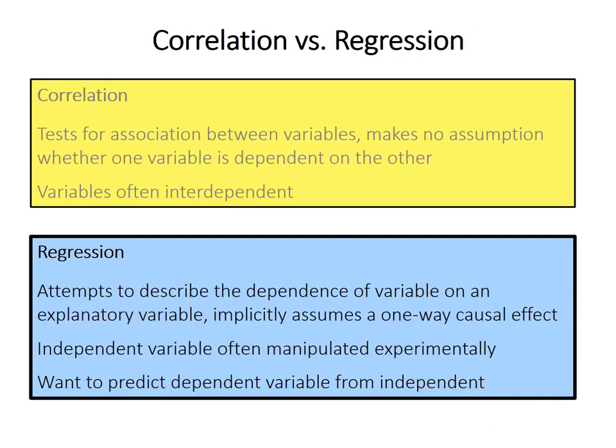We've already covered correlation, used to test for an association between variables, where those variables might be interdependent, but they don't have any causal relationship between each other. Regression, on the other hand, is primarily used for one of two goals. It's used when you hypothesize some one-way causal effect, when one variable controls changes in the other. And it can also be used when you want to predict how one variable, which is called the dependent variable, is influenced by the other, the other one being called the independent variable.